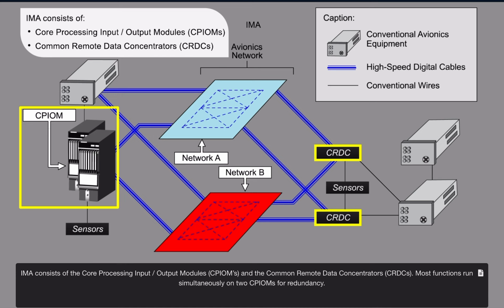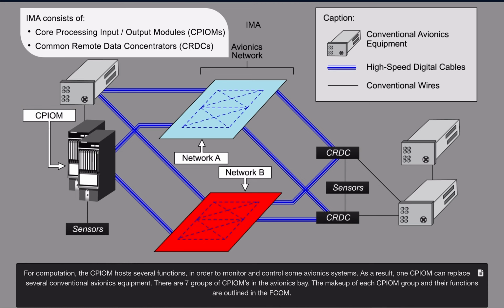Most functions run simultaneously on two core processing input-output modules for redundancy. For a computation, the core processing input-output module hosts several functions in order to monitor and control some avionics systems. As a result, one core processing input-output module can replace several conventional avionics equipment. There are 7 groups of core processing input-output modules in the avionics bay. The makeup of each core processing input-output module group and their functions are outlined in the FCOM.